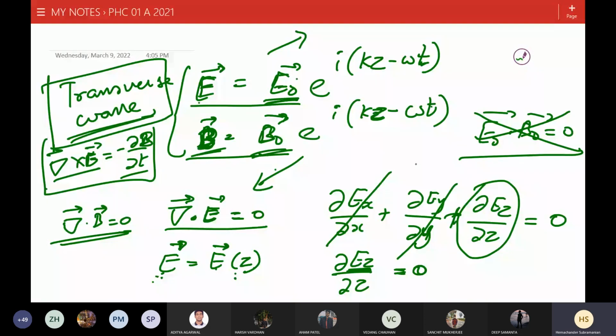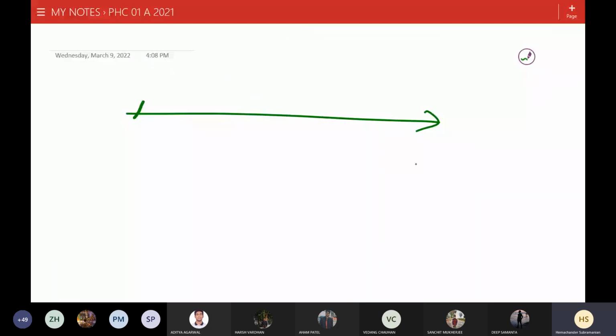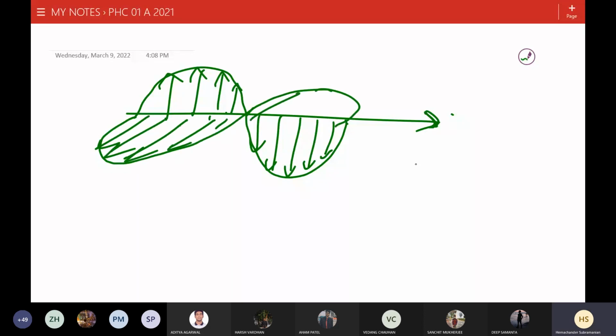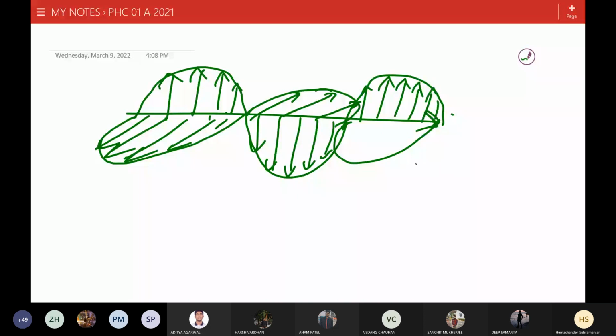Okay, so we can visualize the wave. The wave is going along this z direction, like this. E is going like this, oscillating perpendicular to the direction of propagation, and B is perpendicular to E, so it's like this. It's moving like that, right? This is how your wave looks, this is how the electromagnetic wave looks. This is E, this is B.